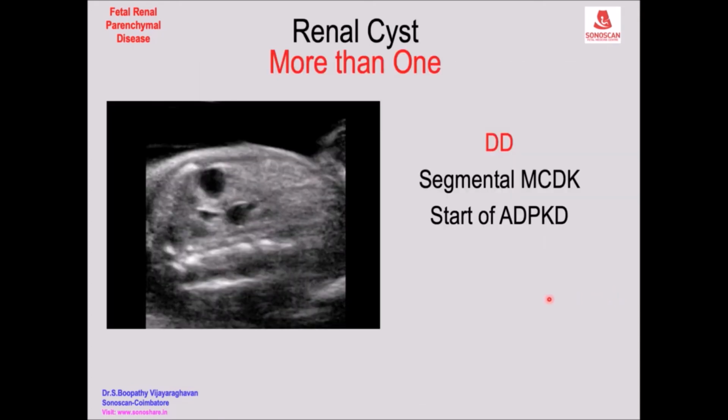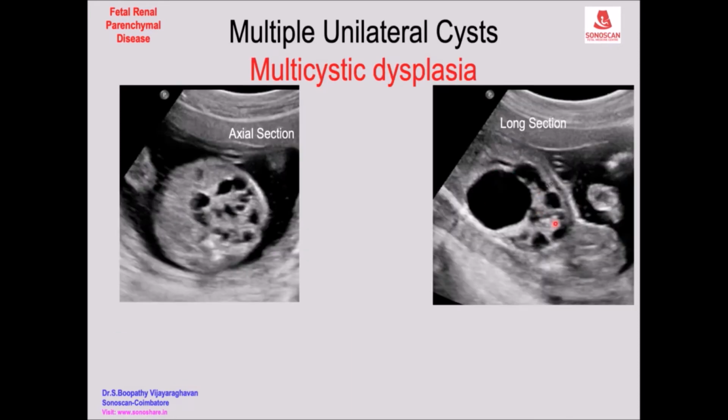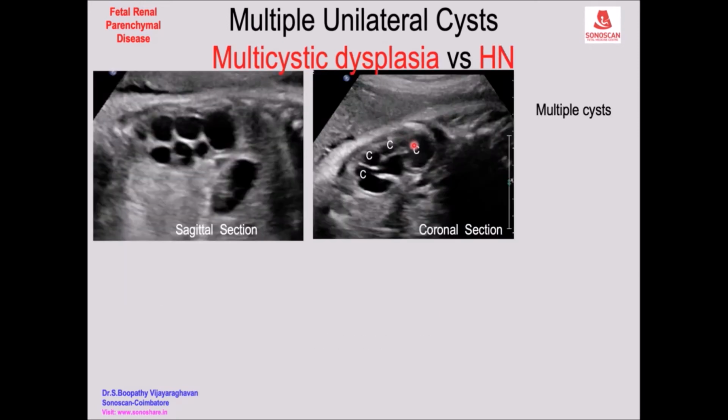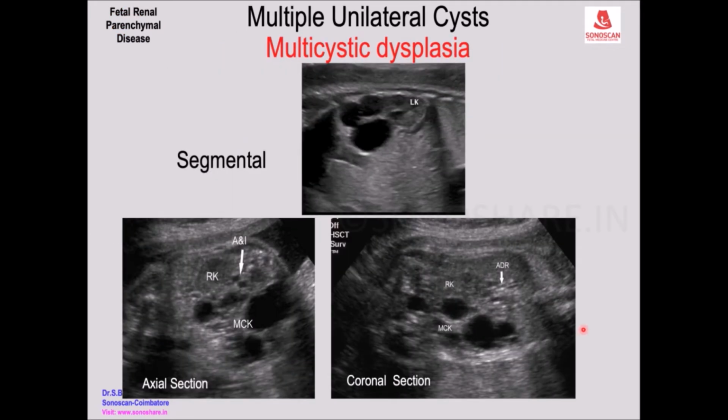When there is more than one cyst, then consider the differential diagnosis. This longitudinal scan again shows multiple cysts of varying size. You see the varying size, small and large, as against non-varying, symmetric, similar size cysts, and they are communicating with the larger central renal pelvis. This is the axial scan.